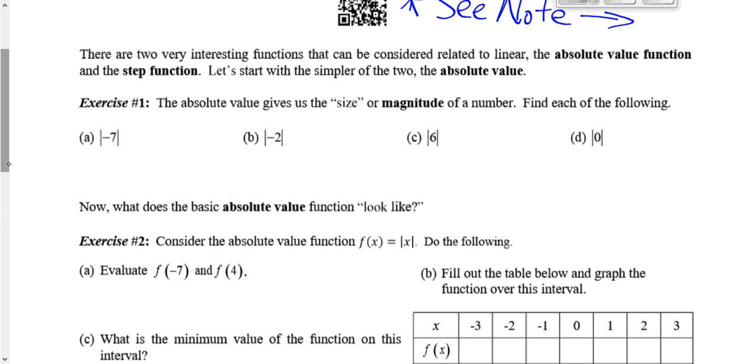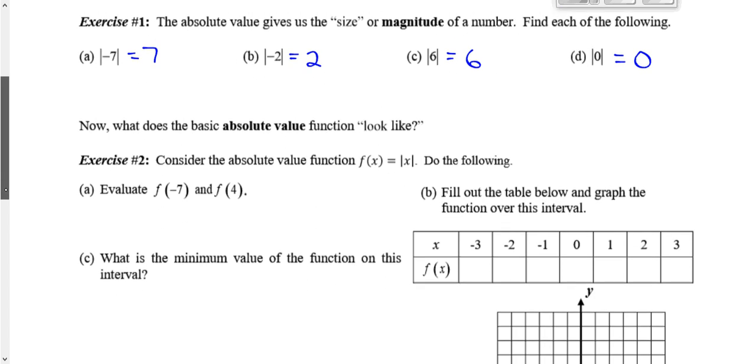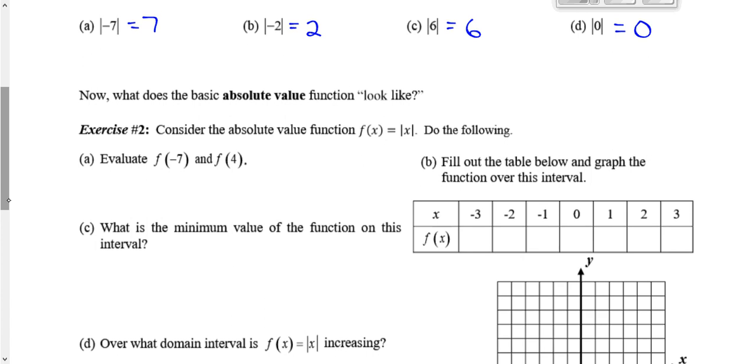So, it's basically like the size of the number, right? Does that make sense? It's the size of the number, disregarding its sign, okay? All right, real quick here. What's the absolute value of -7? 7. Absolute value of -2. 2. 6, 0. Not brain surgery, right? Well, then I don't want you as my brain surgeon.